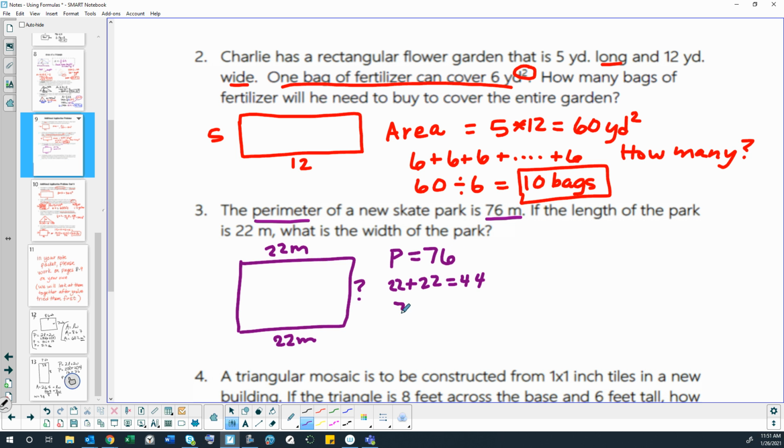So from a perimeter of 76, if I subtract out the 44, I have 32 left for the widths. Now the reason I said widths instead of just width is that there's two widths, correct? So that 32 has to be this width and that width put together. Two of them that are the same length. So we have 32 distance around the skate park still available for that width. How much is each individual width going to be since there's two of them?